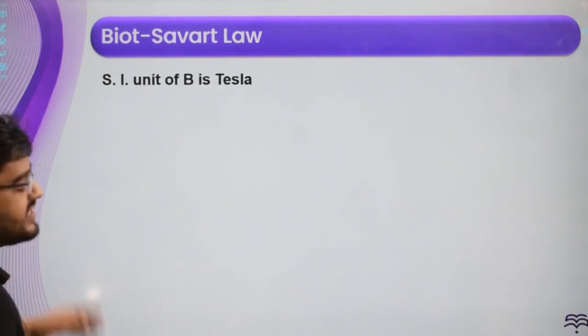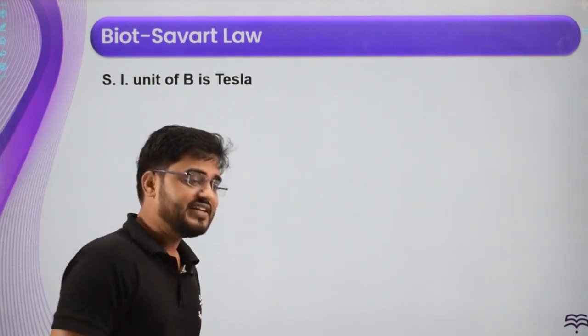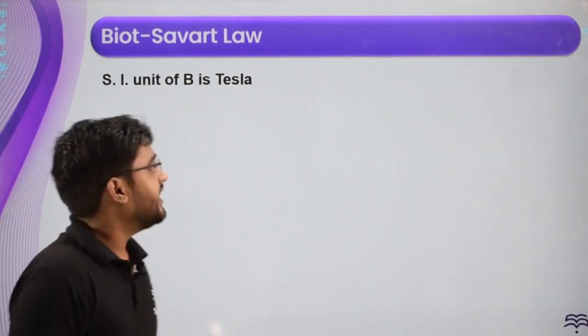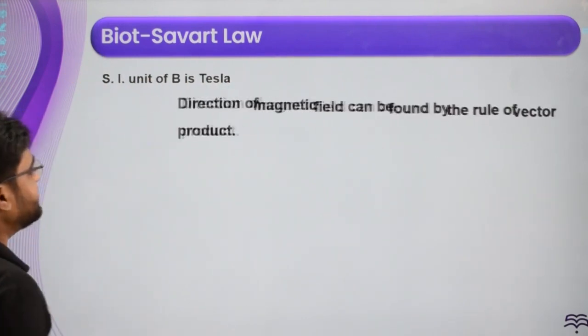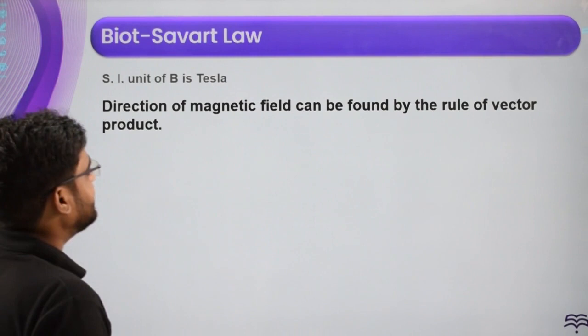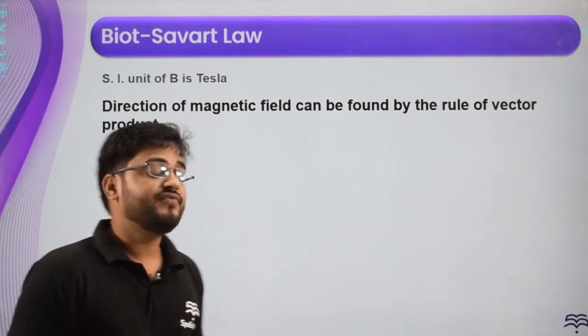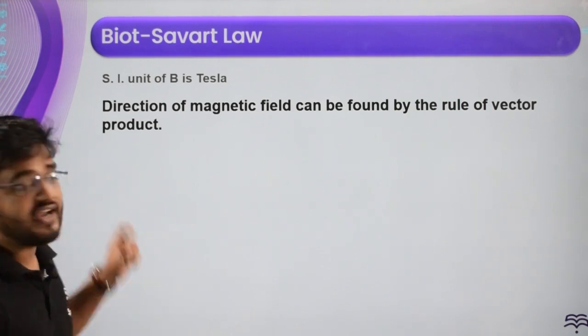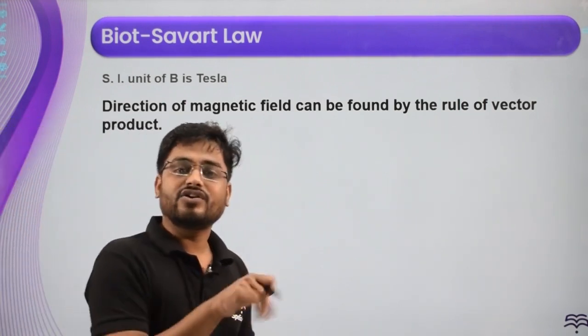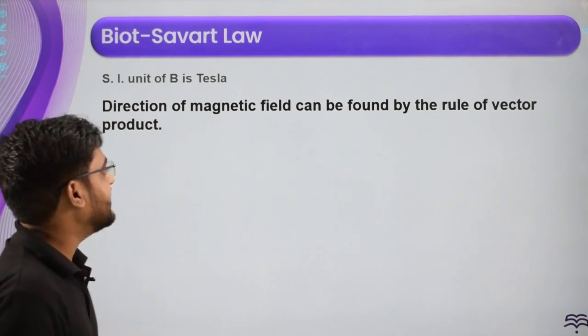First is the SI unit. Magnetic field is represented by the letter B and its SI unit is Tesla. So magnetic field is measured in Tesla. Second, the direction of magnetic field can be found by the rule of vector product. If you use dl cross r using the right hand rule, then you can get the direction.